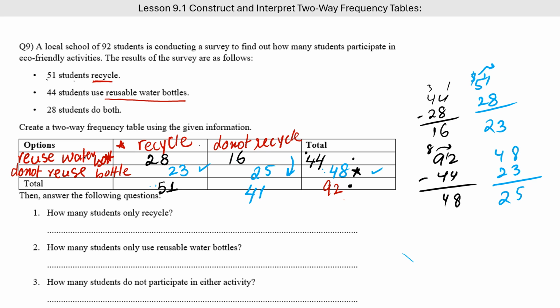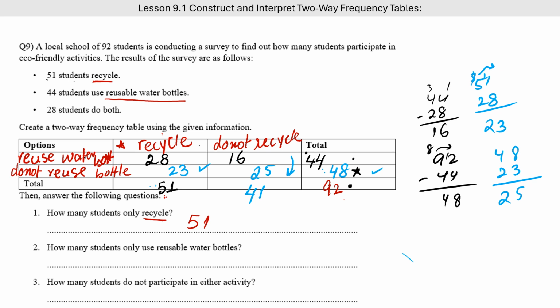Okay, so my table is already formed. Now I have to answer the question. How many students only recycle? It means total number of recycle students. So here is the recycle and the total will be then 51.